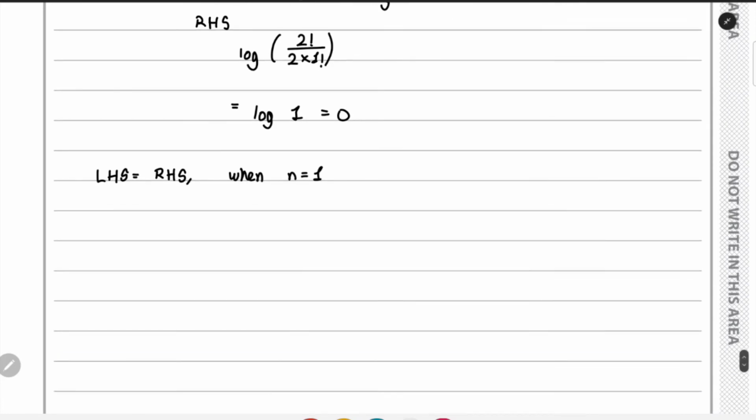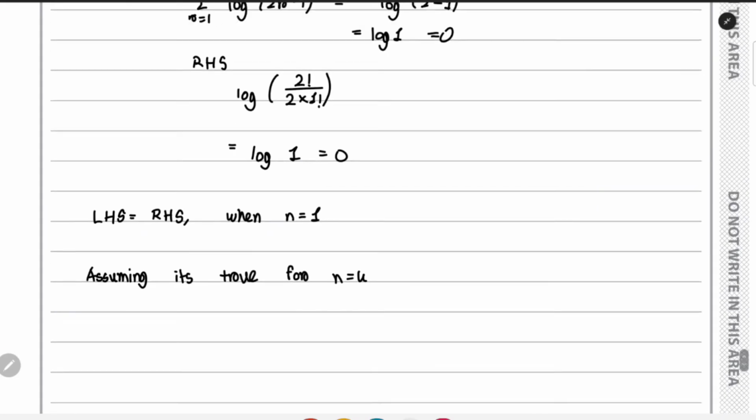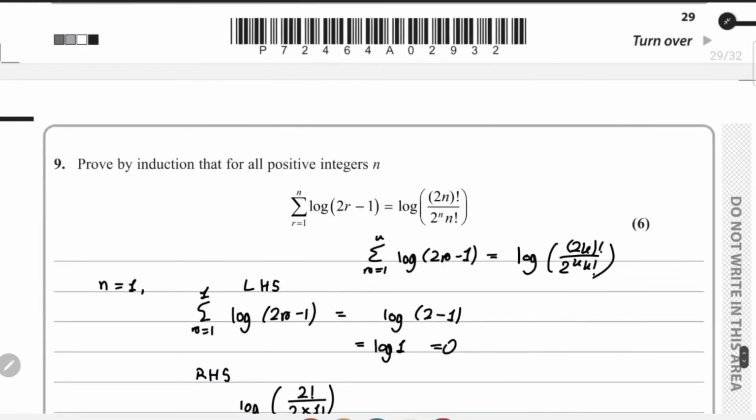Now we'll have to assume that it's true for n equals to k. So assuming it's true for n equals to k, so it's true for this term. So the summation of r equals to 1 to k of log 2r minus 1 will be equal to log 2k factorial divided by 2 to the power k times k factorial. We'll bring it over here.